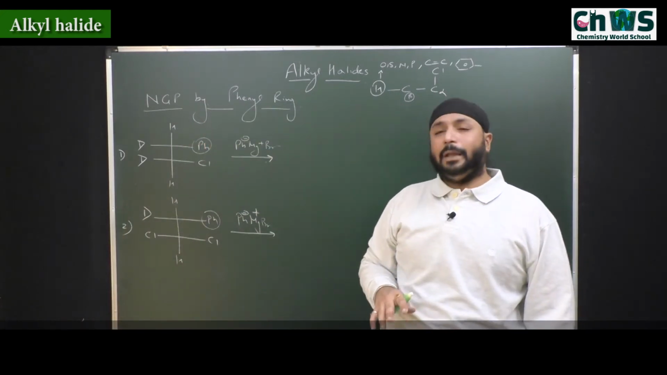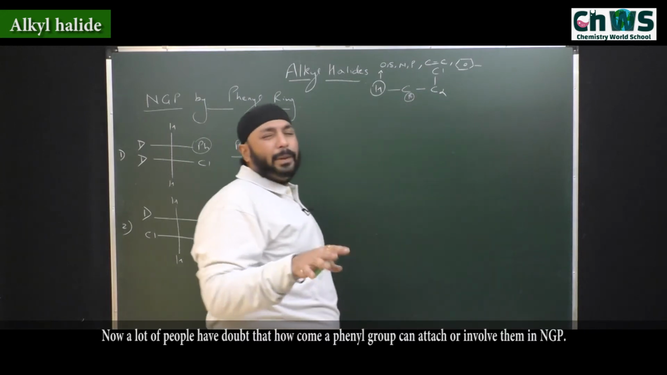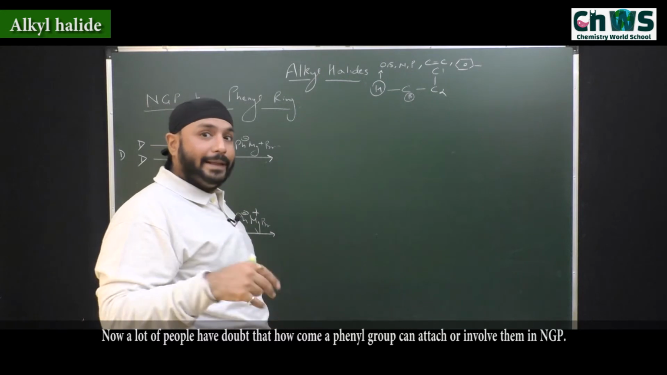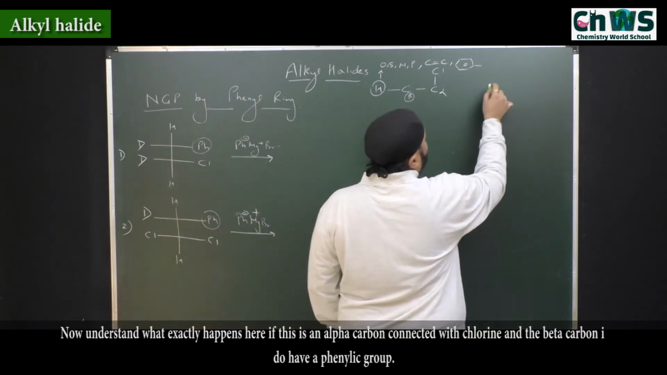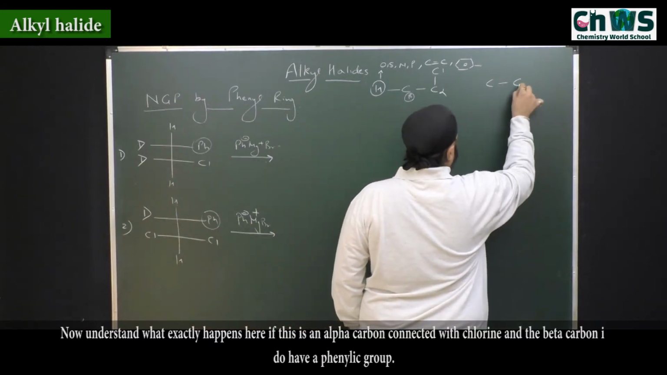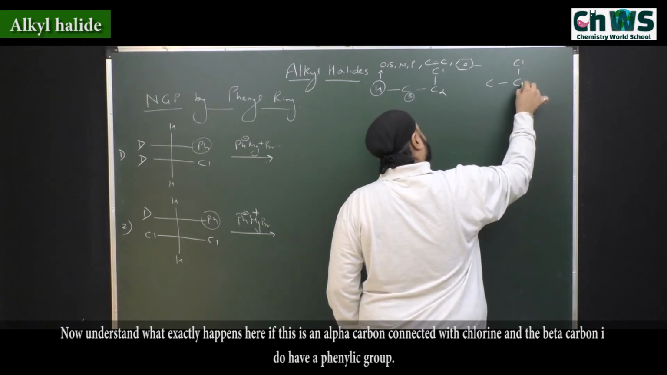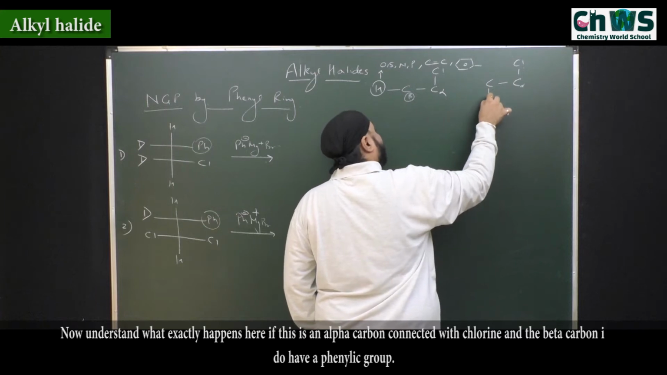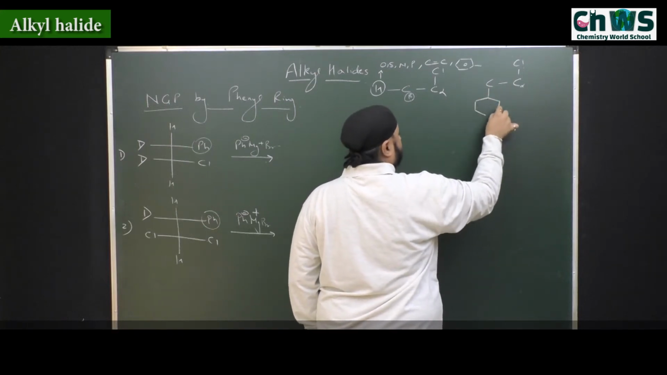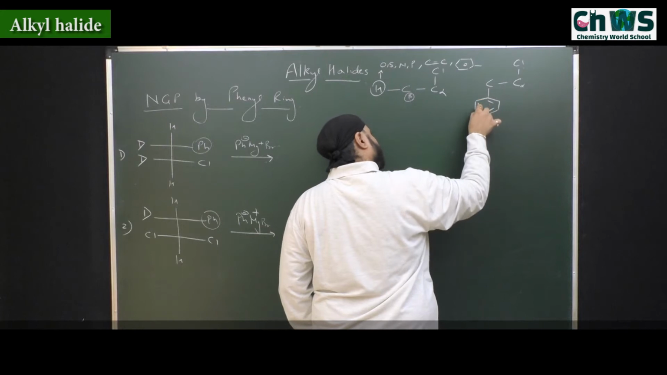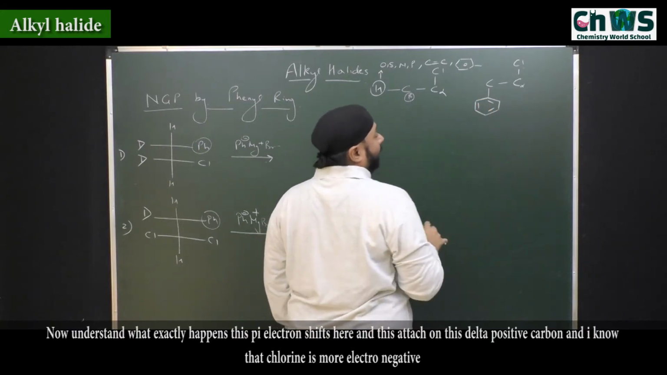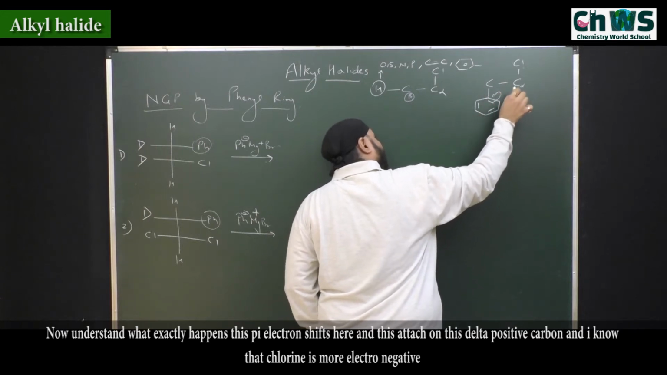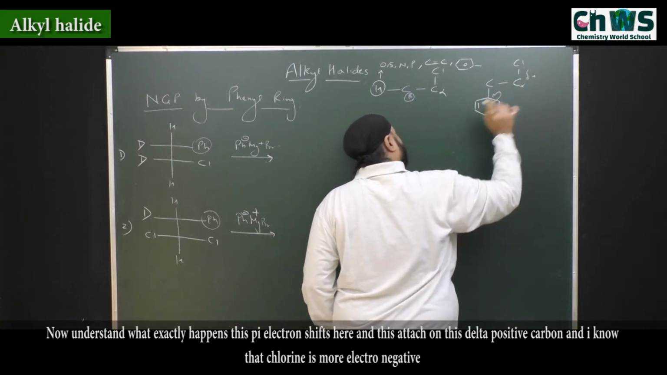NGP also, right? Now understand, a lot of people have doubts that how come a phenyl group can involve themselves in NGP. Now understand what exactly happens here. If this is an alpha carbon connected with chlorine, in the beta carbon I do have a phenyl group. Now understand what exactly happened. This pi electron shifts here and it attacks on this delta positive carbon.